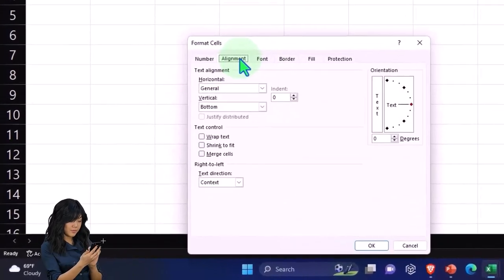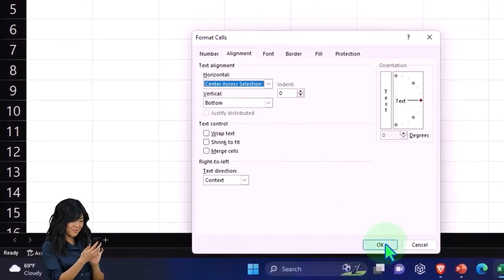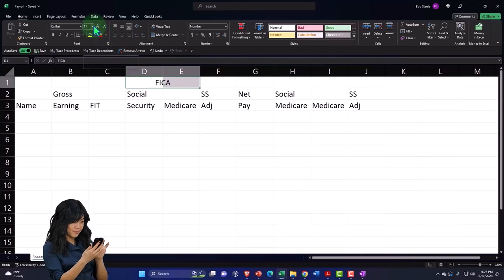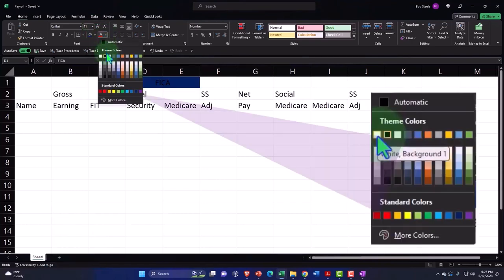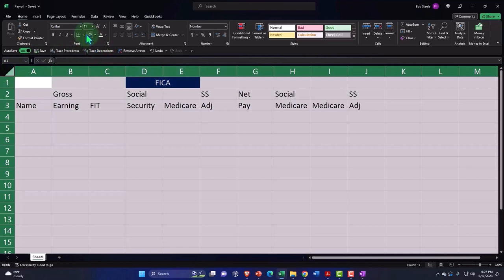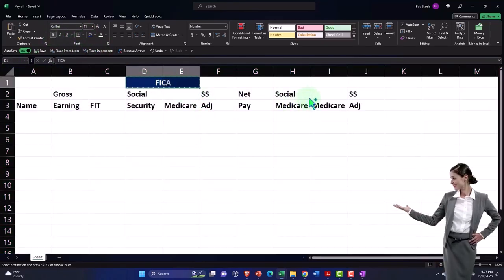Then I like to go to alignment and do this center across like that. And so those are FICA taxes, and I'll make them a different color to note that those are kind of linked together. So let's make that dark blue and then white, something like that. I'll make the whole thing bold so it's easier to see. And then I'm also going to copy that and put it here.